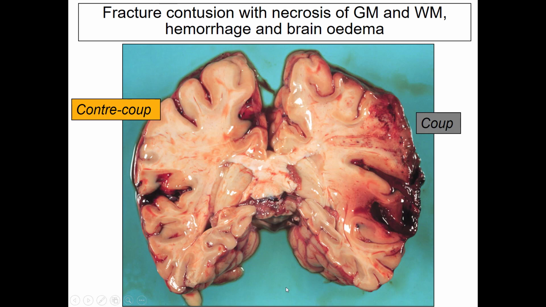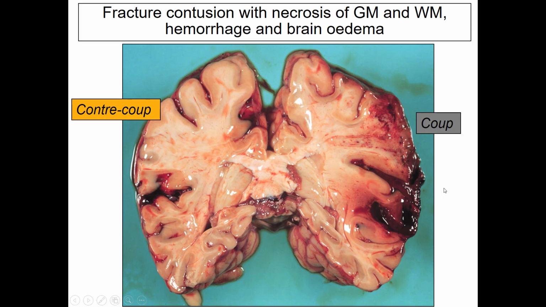So here is the image which shows you the so-called coup and the contra-coup in contusion. This is the site of injury, the lateral side of the brain, the cortex, and the underlying matter has been heavily damaged with necrotic lesions and hemorrhage. There is also some edema and swelling of the brain. The subarachnoid space is filled with blood. So this is the site of the injury.